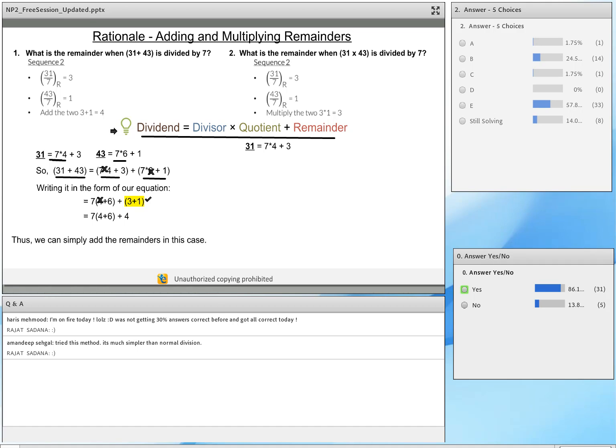We are again expressing 31 as 7 times 4 plus 3. We express 43 as 7 times 6 plus 1. All right, and when you multiply 31 times 43, what you're really saying is 7 times 4 plus 3 multiplied by 7 times 6 plus 1. Does everyone understand this representation? Yes, no?